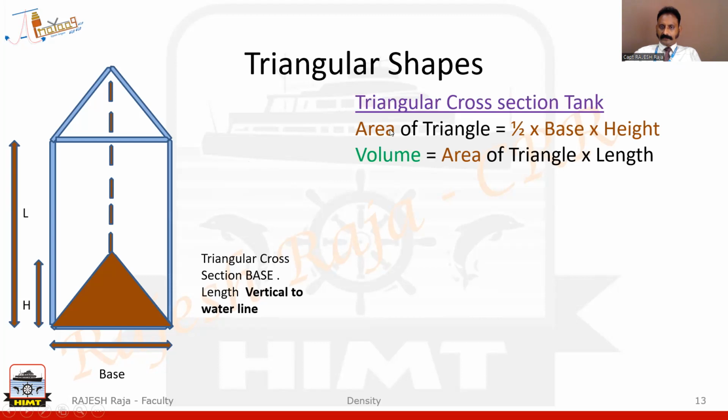Please see this. The base area is half base into height. So the volume of this empty tank is area of the triangle into the length. I've just marked this vertical as L because I'm going to involve something called H. And this H, I'm talking only about your triangular cross section. I didn't want to create confusion, so I marked it as L.